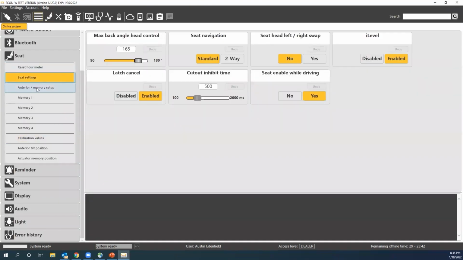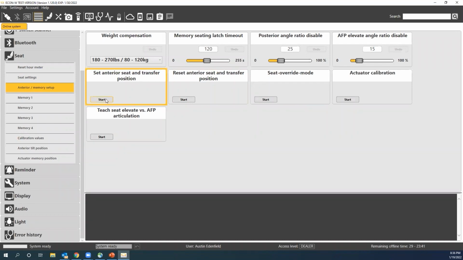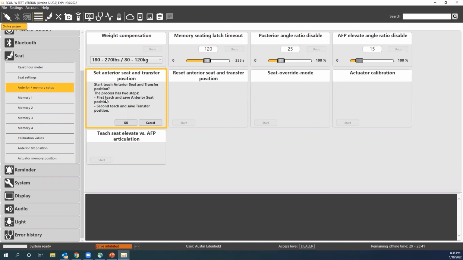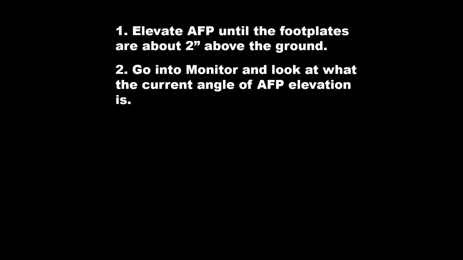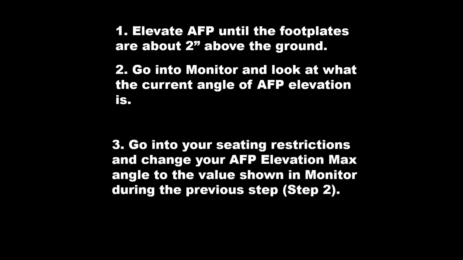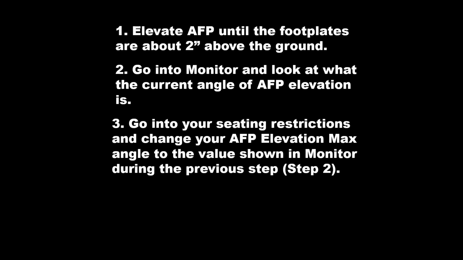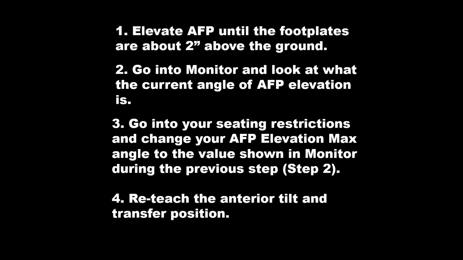To recap, here's what you should do when working with a client who has angled footplates that contact the ground due to plantar flexion. First, elevate the AFP until the footplates are about 2 inches above the ground. Second, go into monitor and look at what the current angle of the AFP elevation is. Third, go into your seat restrictions and change your AFP elevation max angle to the value shown in monitor during the previous step. And lastly, reteach the anterior tilt and transfer position.